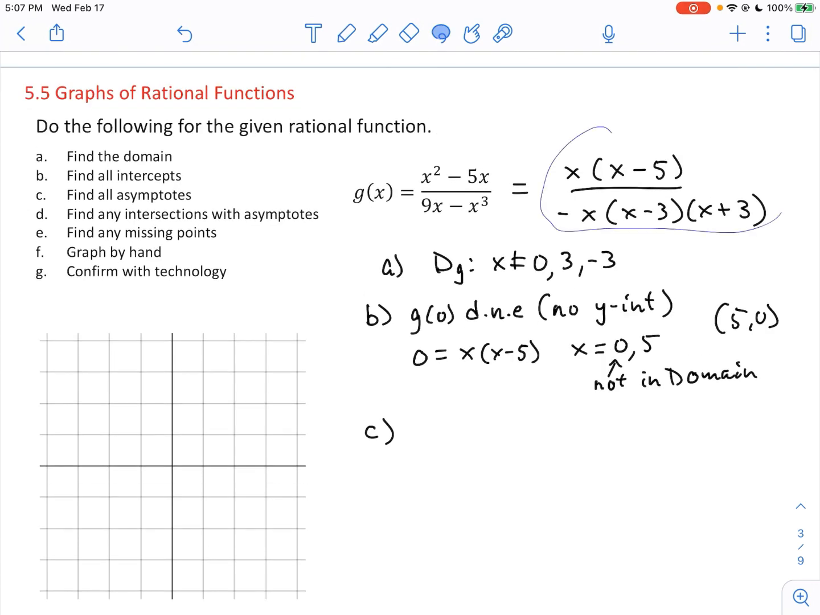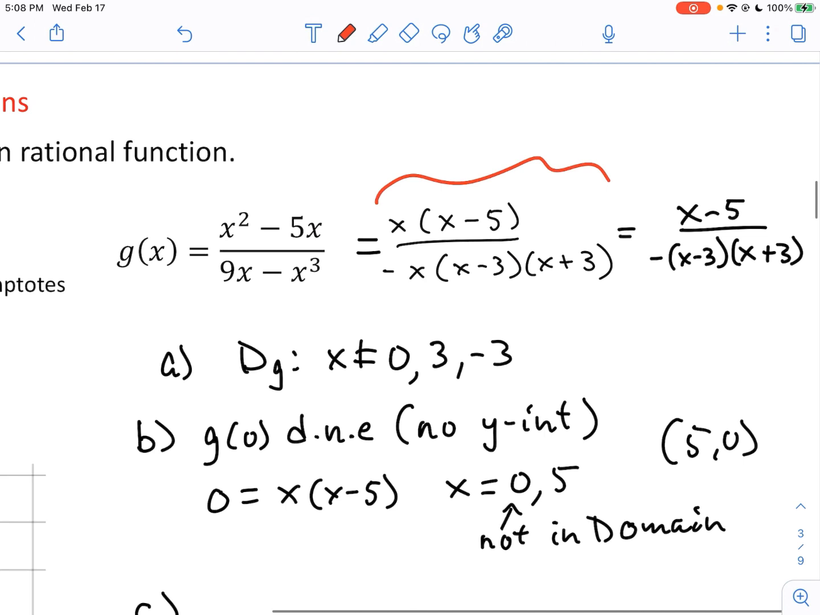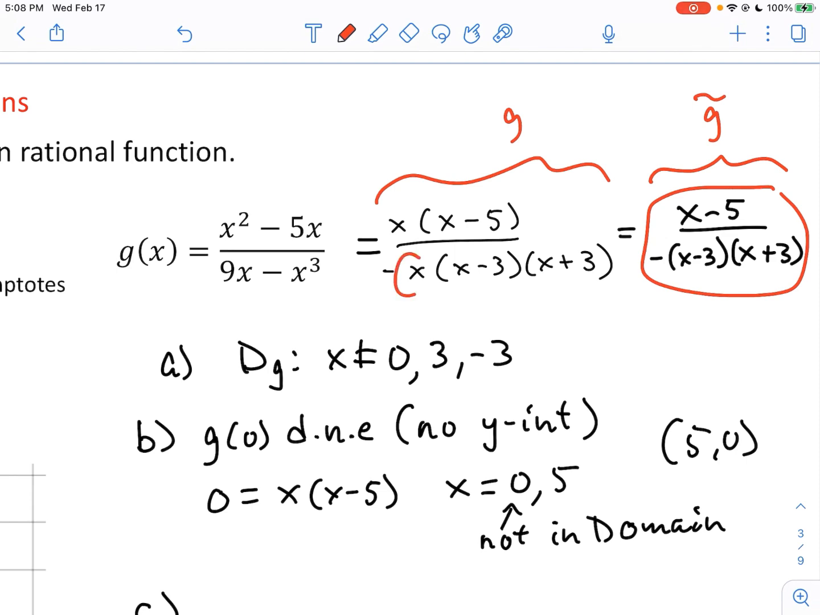I'm going to go ahead and write the g tilde version. So if you simplify this, it would look like x minus 5 over negative x minus 3 times x plus 3. This here is still g, but this one here is the one we're calling g tilde. It's a new function. And this is really what we're going to be graphing, but then we're going to remember this extra domain restriction and put a missing point in our graph.